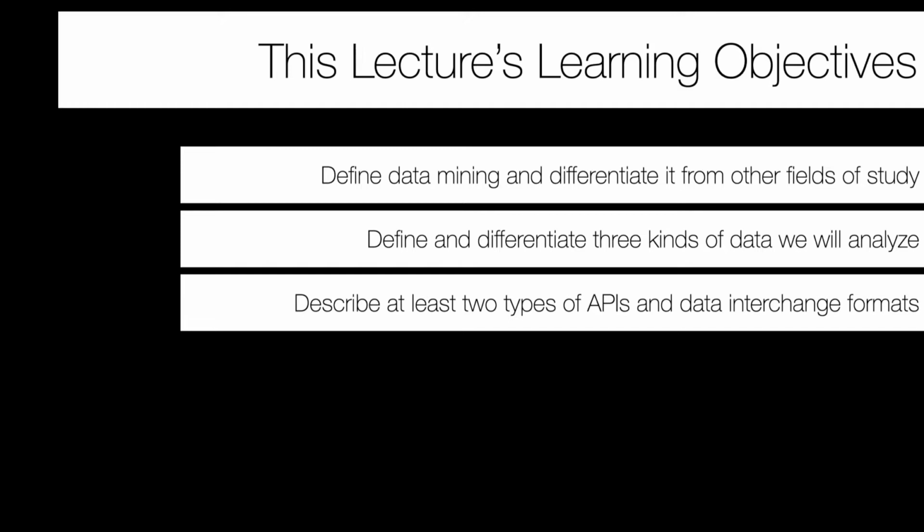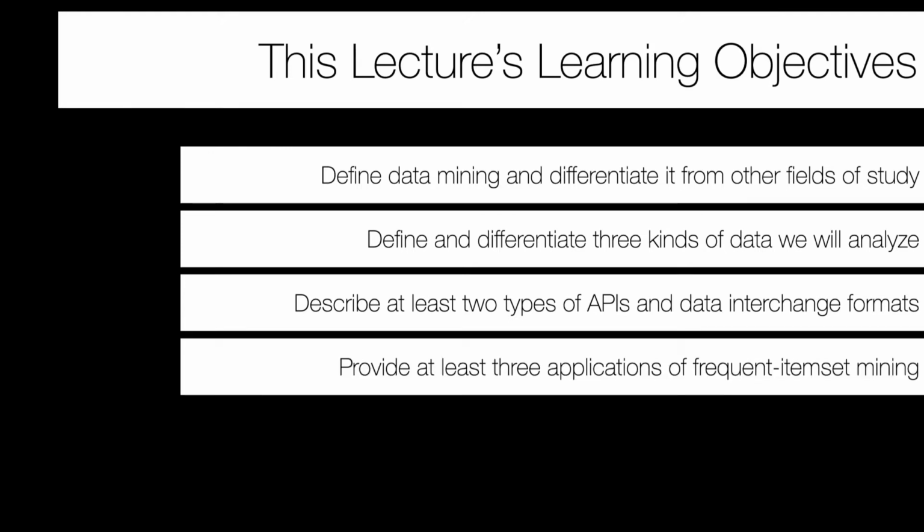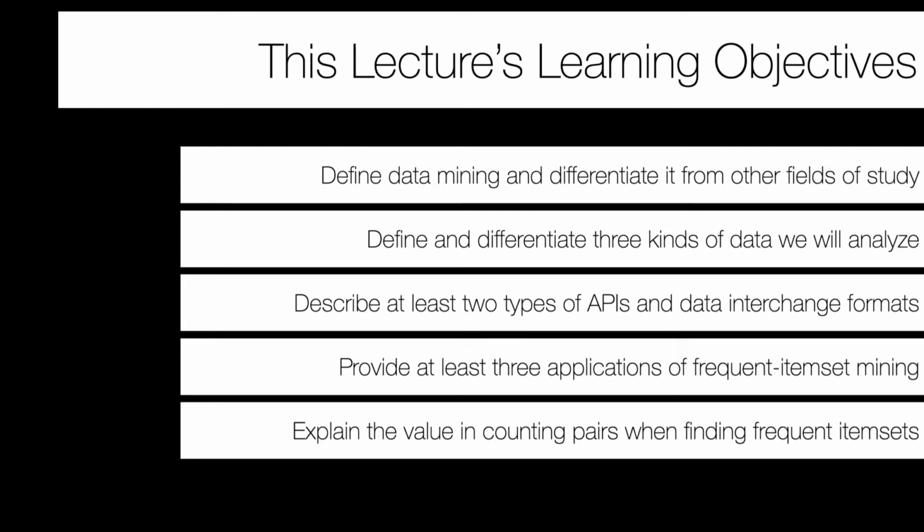Then I want to talk about APIs and what kinds of APIs we may expect or engage with, and what kind of data formats we may deal with. Then talk about frequent item set mining and its applications, and then why counting frequent pairs is so valuable for the frequent item set piece. And we'll connect these 2 objectives to the larger case for data mining as we go on.